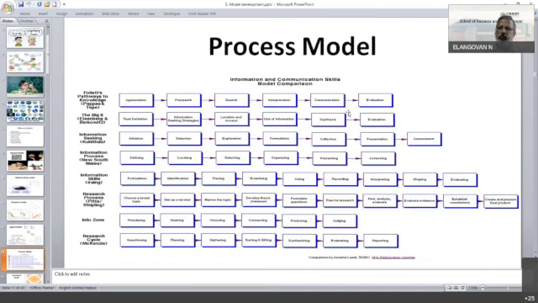Even the research process has a research process model, which I am going to explain in another slide. Please focus on this process model, because most researchers confuse the theoretical model or research model with the process model.